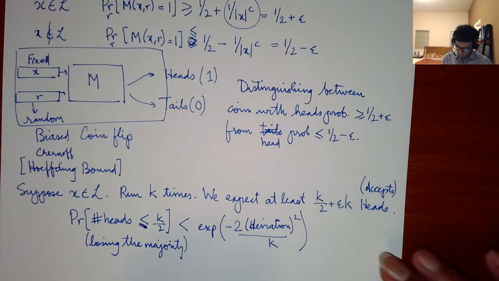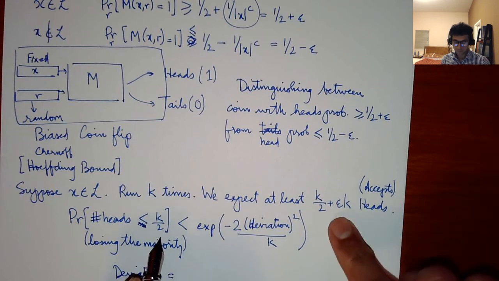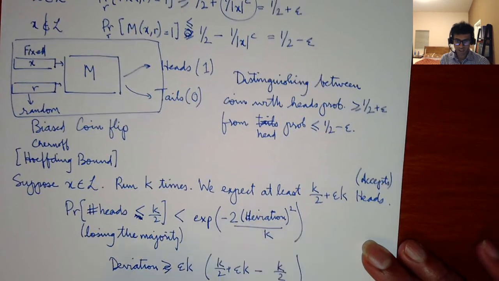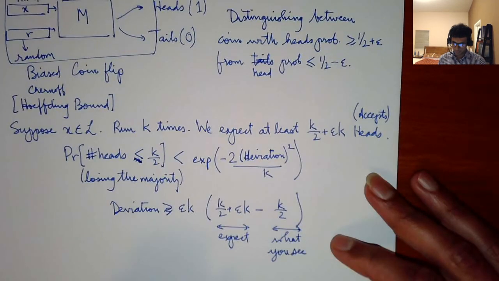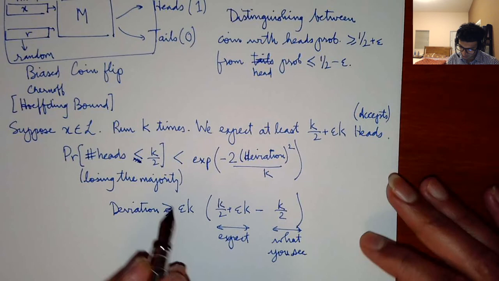Okay? So what you get over here is, what is the deviation? The deviation is the difference between this. The deviation is basically at least epsilon k. So this is just saying this is how much you expect, minus k over 2, what you see. The deviation is the difference between what you expect and what you actually saw in this case. And so this deviation is epsilon k.